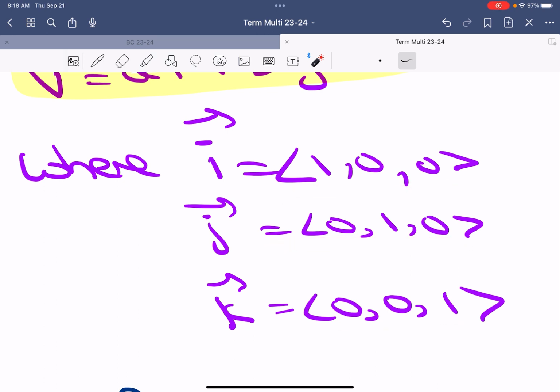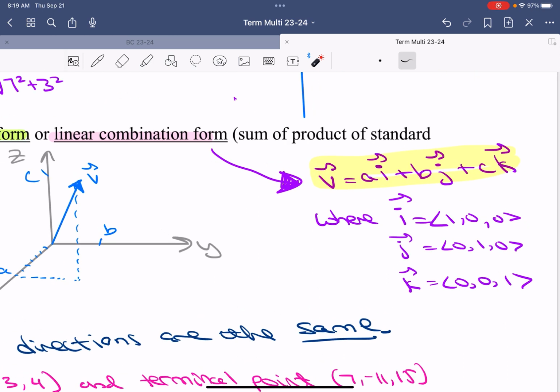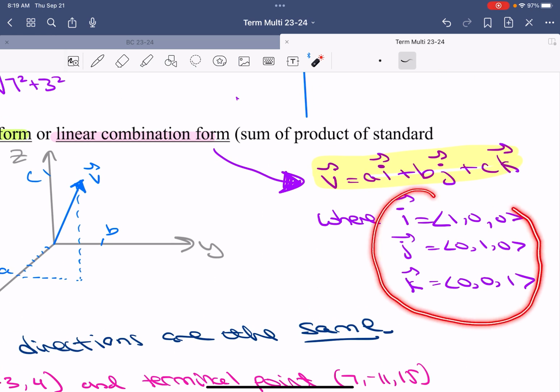Vector i is a unit vector, and I'll talk about that right now. i is 1, 0, 0. And if you go over here to the xyz plane, 1, 0, 0 would be this vector right here, right? This vector i has a magnitude of 1. Vector j is 0, 1, 0. That's the vector right here on the y-axis with a magnitude of 1. And then 0, 0, 1 would be this vector, vector k. It's a vector whose magnitude is 1 in the positive z direction. These are often referred to as the 3 standard unit vectors.